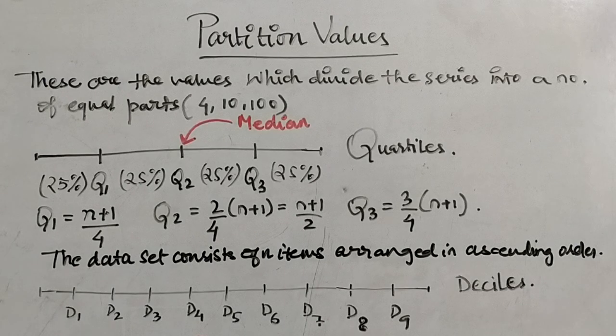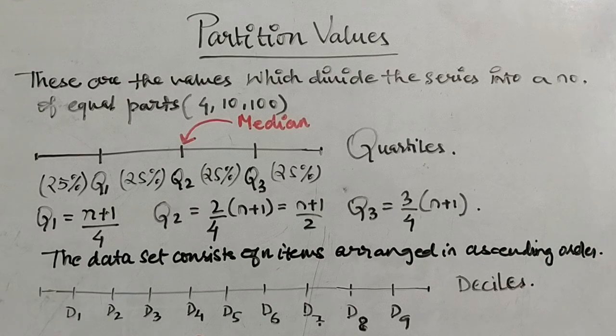So now we are going to study about the partition values. We have read about mean, median, mode, geometric mean and harmonic mean. Why do you use partition values? Whenever you want to divide the distribution into a fixed number of parts, say 4, 10 or 100, you use partition values. Okay? There are three important partition values which are quartiles, deciles and percentiles.